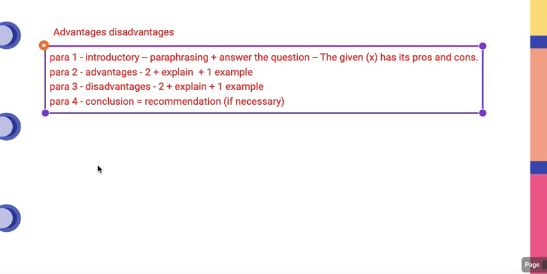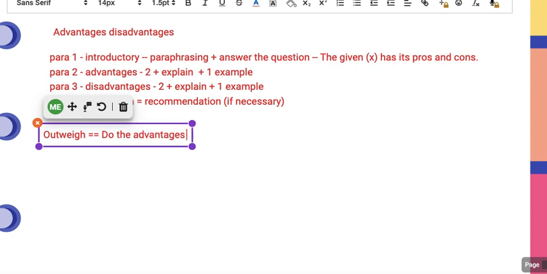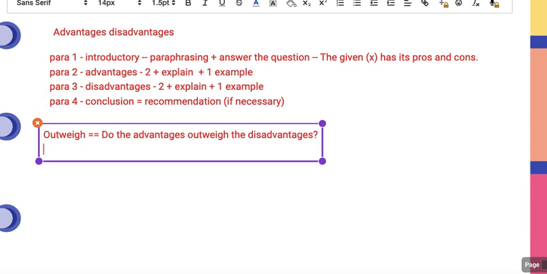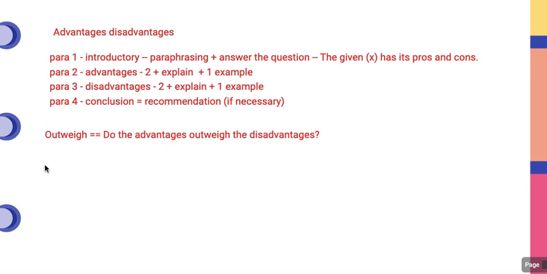Now this is one kind of essay, advantage-disadvantage. Most of the time what you get is an outweigh question. If I ask you what an outweigh question is, it simply means the question will ask you: do the advantages outweigh the disadvantages? This kind of essay takes a slightly different approach, because the moment it is asking you a question, it is asking for your opinion.